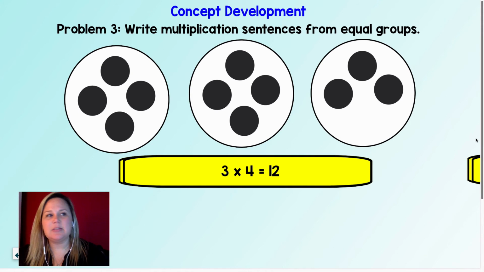So when I look at this problem, the first thing I want to do is analyze each picture to make sure that they're the same. Because when we use multiplication, remember, you have to have equal groups. It has to be the same number in each group to be able to multiply. So let's go through and just double check this real quick.